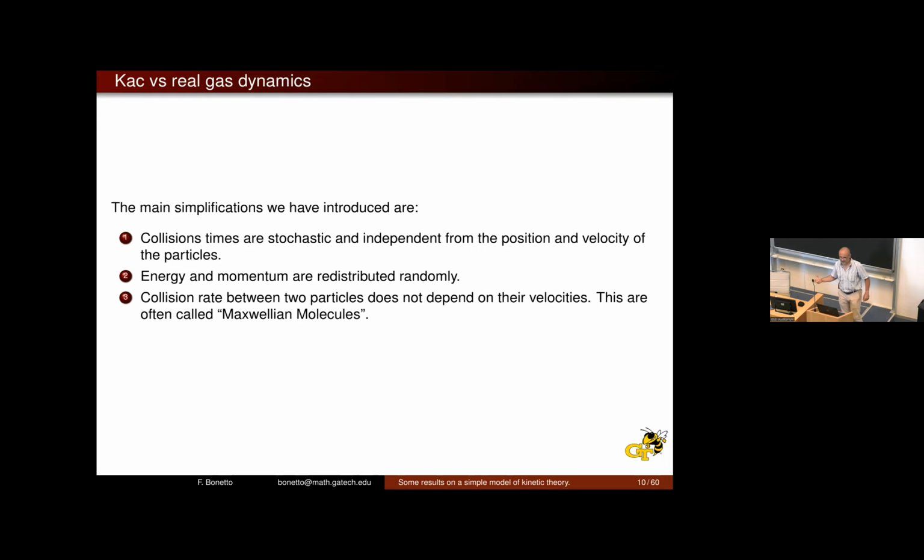And indeed, there is some attempt by Nouveau and Michelet and by Loss and Carlen to extend some of the results I will talk about to the case where there is dependence on the velocity, which is realistic, but I will not enter into that here. And sometimes this situation is called a Maxwellian molecule for a reason. I may use this expression, that means collision rate independent of the velocity. The reason why is too long to enter.